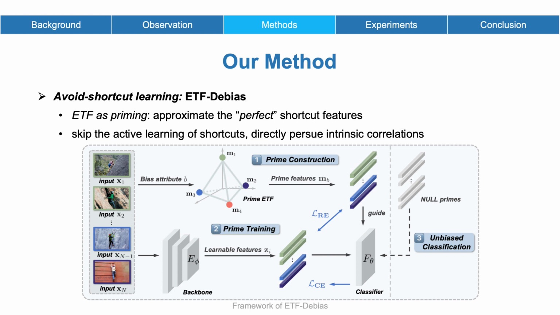Based on the observation, we propose our avoid shortcut learning framework named ETF Debiased. We follow the idea of prime learning and use the ETF structure to directly approximate the perfect shortcut features in the first stage of training. With the guide of prime features, we encourage the models to skip the active learning of shortcuts and directly pursue the intrinsic correlations.